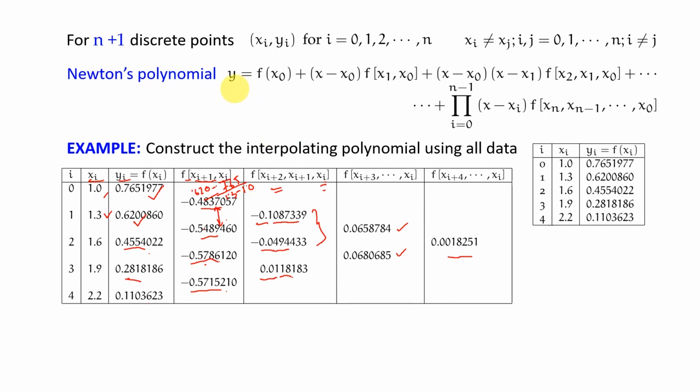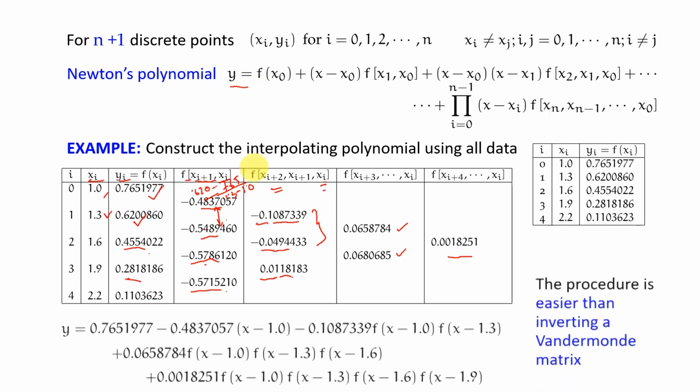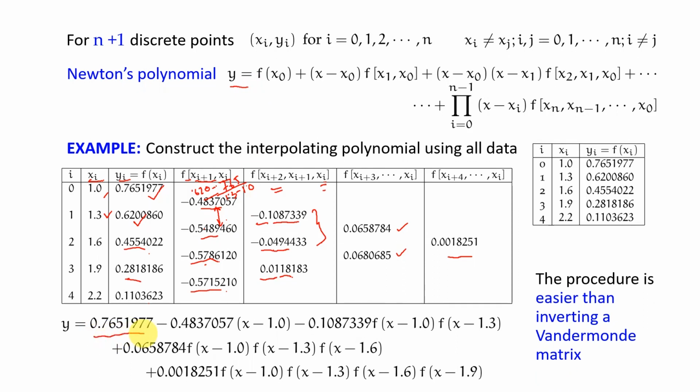So I go back to this expression. I don't have to do anything else. Now the table is complete, and I can directly write the polynomial. There is no further inversion of a matrix or anything. I can directly write y equals f(x0). What is f(x0)? 0.0751977, that is my f(x0). Then (x minus x0) multiplied by f[x1, x0]. I have calculated f[x1, x0] here, that is minus 0.4837, multiplied by (x minus x0).